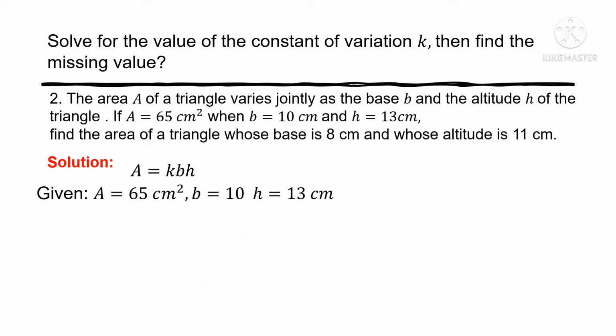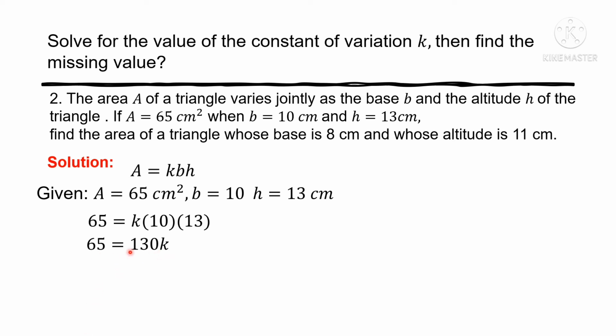Okay, so substitute lang natin yan. So instead of A, we replace that by 65. So we have there 65 equals K. Then our B is 10. So you have times 10. Then our H is 13. So you have times 13. So 65 equals K times 10 times 13. So K times 10 times 13 is 130.